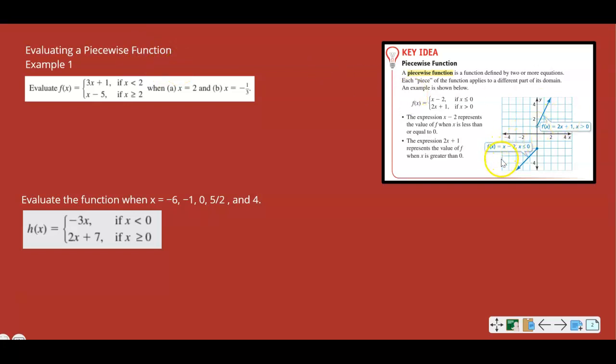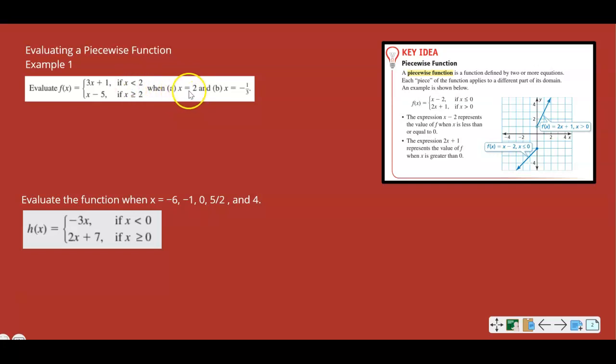Here's an example. In the key idea, you can see if you use the vertical line test, this comes up to 0, has a solid circle. At x is 0, it has an open circle. So even though it has 2 points, because this one's open, it still passes the vertical line test. So each one of these we're looking at, these are considered functions. All right, so to evaluate a function, we simply have to decide which function to plug x into.